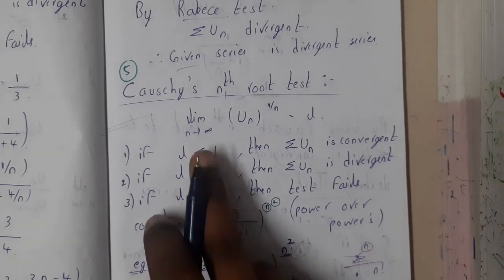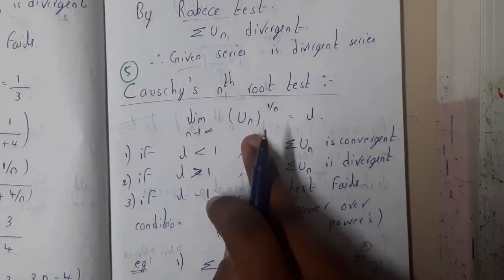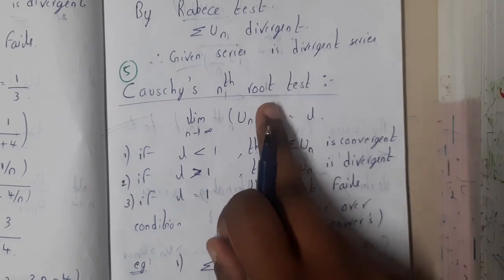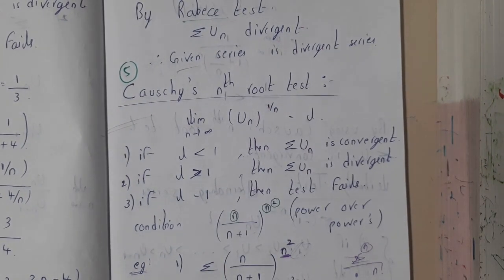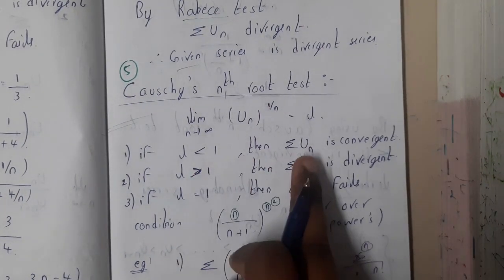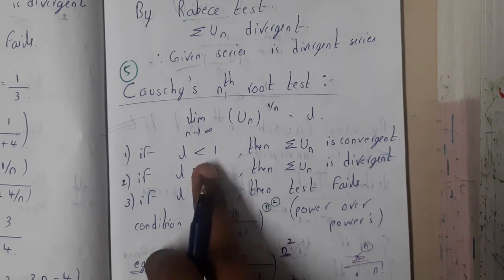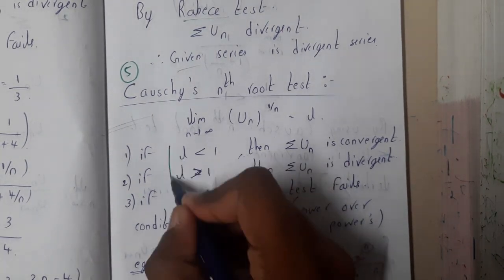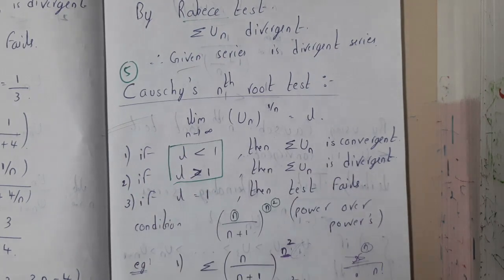Here you will be calculating the limit as n tends to infinity of u_n whole power 1 by n. So u_n is nothing but our given equation, whole power 1 by n, equals L. So if L's value is less than 1, it is, sorry, I think the conditions are reversed. Please Google it once, or just give me a second, I'll be checking it.